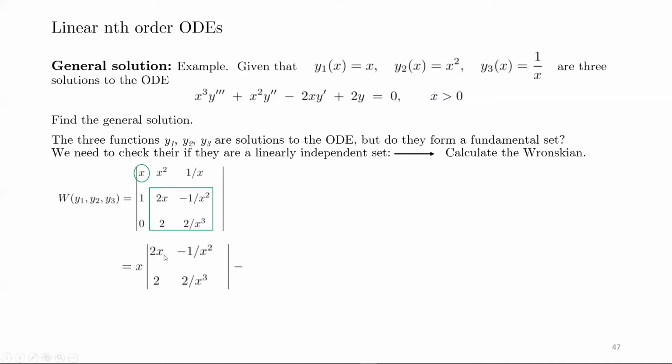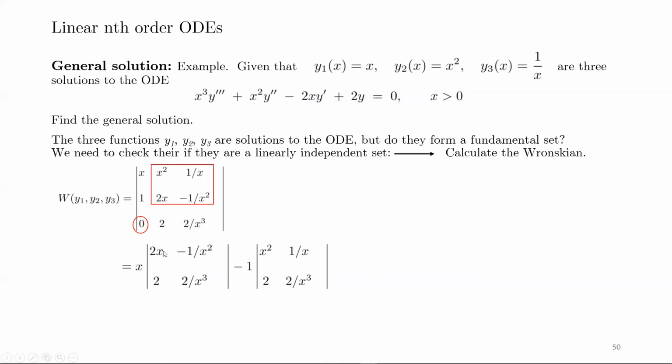Well, I can write this as x times the determinant of this smaller matrix, take away 1 times the determinant of the matrix formed by these 4 entries in purple here. So take away minus 1 times this matrix x squared, 1 over x, 2 over x cubed, plus 0 times this matrix up here. One nice thing about this is that we're multiplying by 0, so we're not going to have any other terms here.